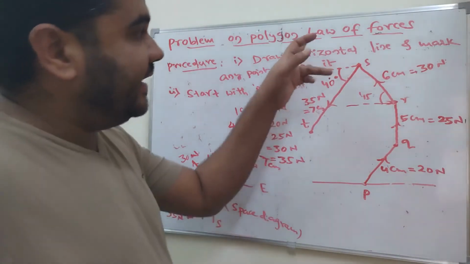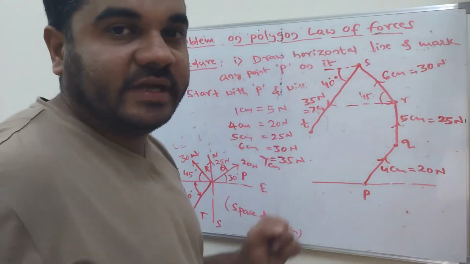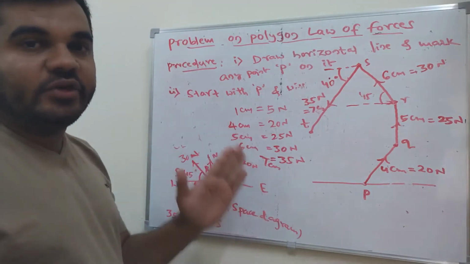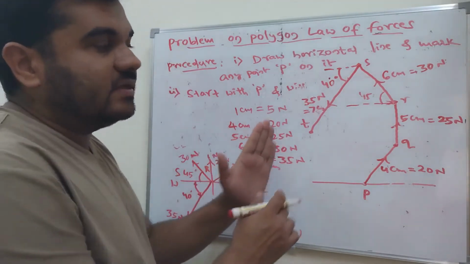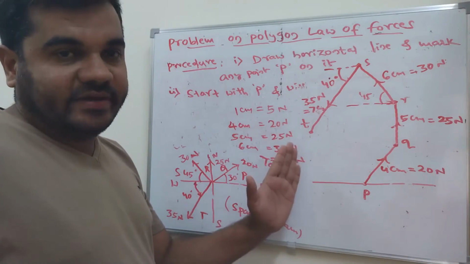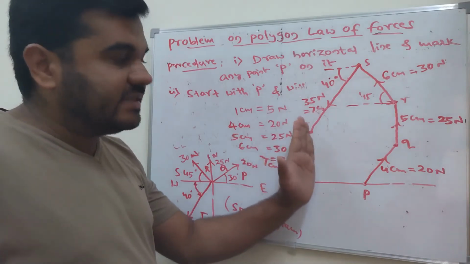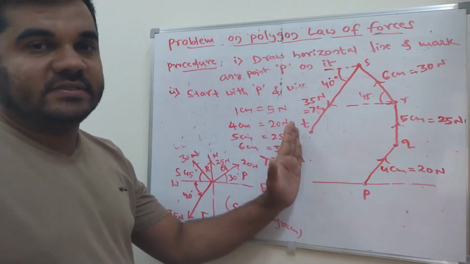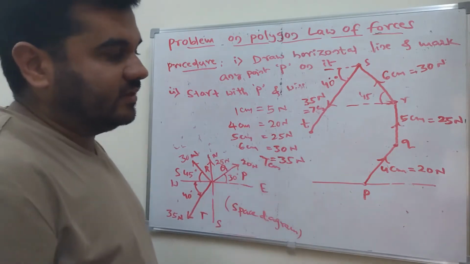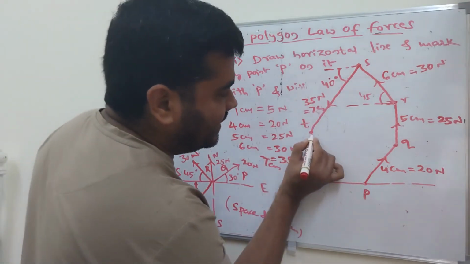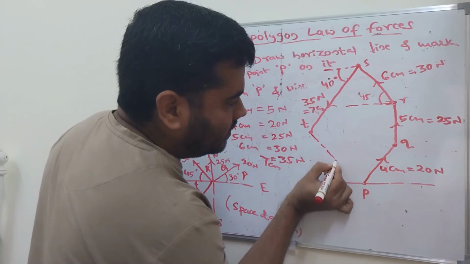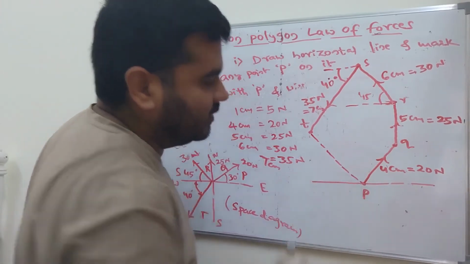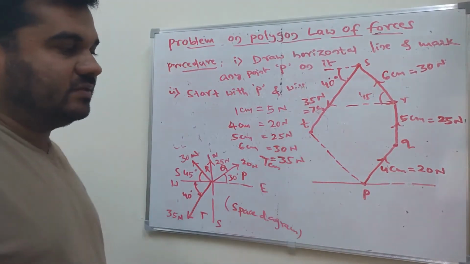Now, what does the polygon law of forces tell? It states that the resultant you will get by closing the side of the polygon. By closing the side of the polygon, whatever you are getting, that side is nothing but the resultant force. Okay. Now I will close the polygon with dotted lines. This is the closing position. From the scale, you need to close.